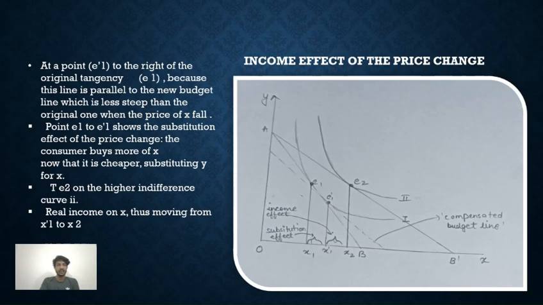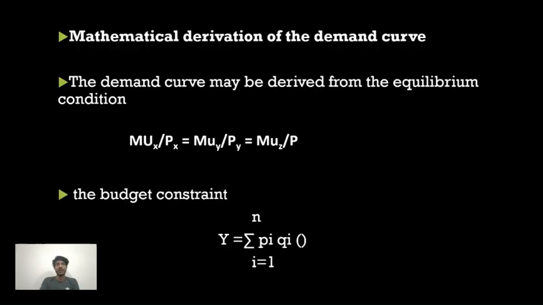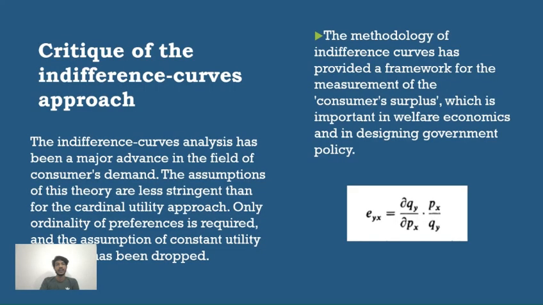The consumer buys more of X now that it is cheaper relative to the substitute. The consumer reaches E2 on the highest indifference curve, as real income rises, thus moving from X1 to X2. Mathematical derivation of the demand curve. This demand curve may be derived from the equilibrium conditions. Here is its equation, the budget constraint. Here is its equation. Now our next topic is critique of the indifference curve approach.